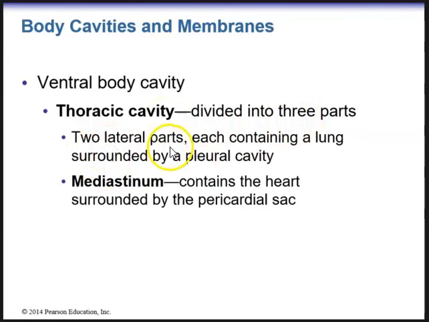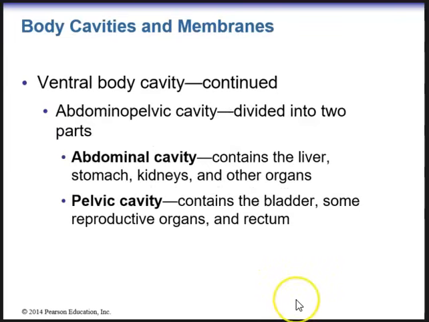We have 2 lateral parts, each containing a lung surrounded by a pleural cavity. And then we have the third, which is the mediastinum. The mediastinum will contain the heart surrounded by the pericardial sac. Also within the ventral body cavity, we have the abdominal pelvic cavity. The abdominal pelvic cavity is divided into 2 parts. We have the abdominal cavity, which will contain the liver, the stomach, kidneys, and other organs. And then we have the pelvic cavity, which contains the bladder, some of the reproductive organs, and the rectum.